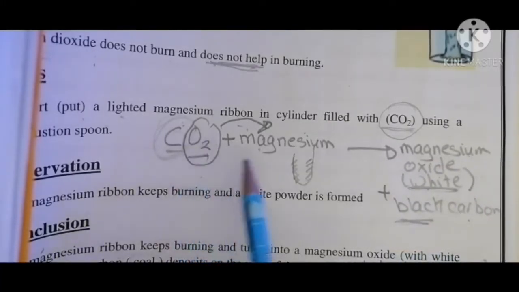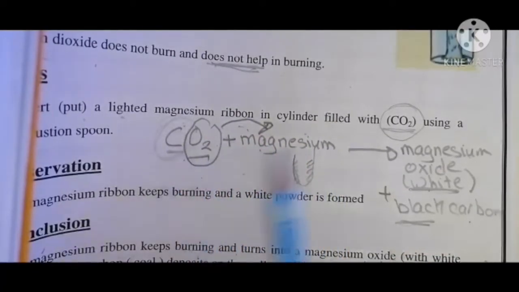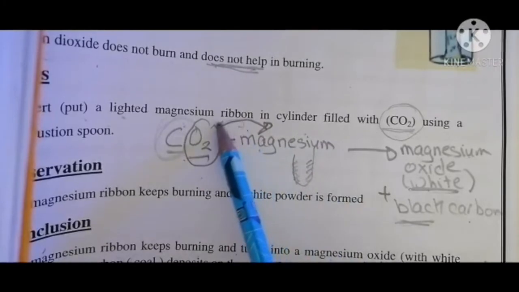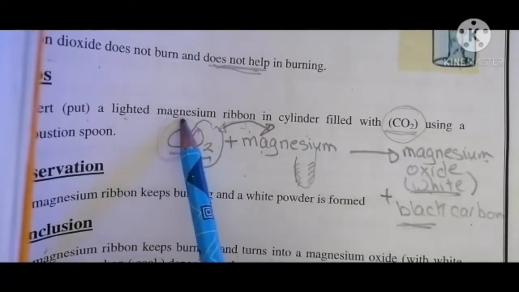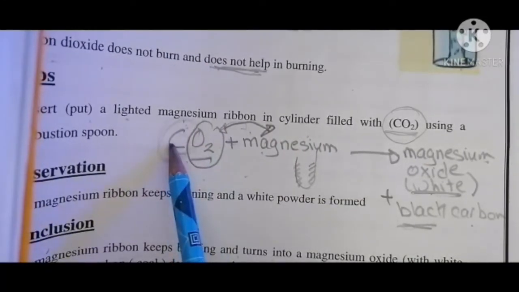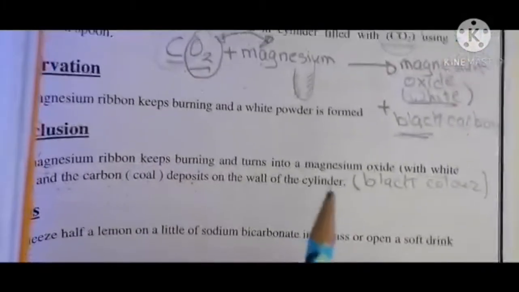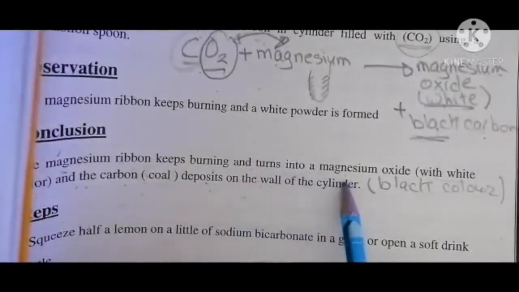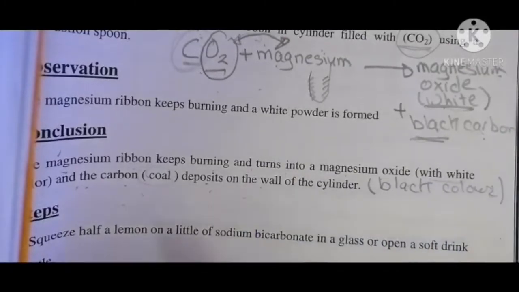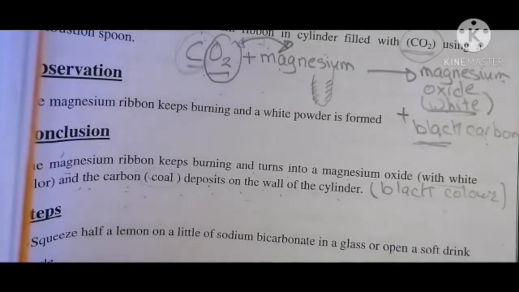Again, I'm going to burn magnesium ribbon in the presence of carbon dioxide. The magnesium is going to react with the oxygen, forming magnesium oxide. What about the carbon? It is going to be left alone. So it is going to deposit over the walls of the test tube, forming black carbon or black color resulting from the carbon. Okay, so here, the magnesium ribbon keeps burning and it turns to magnesium oxide, which is white color, and the carbon or the coal deposits on the wall of the cylinder.